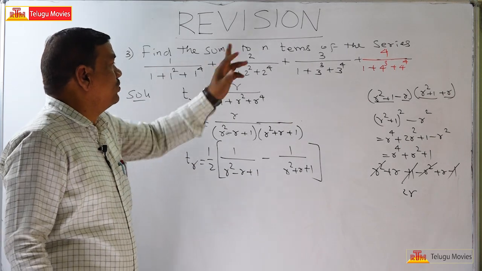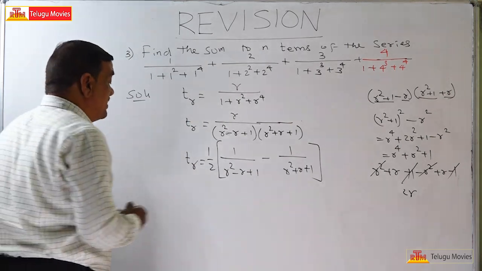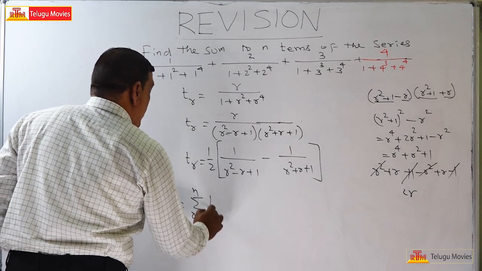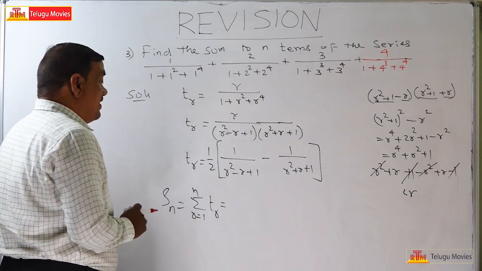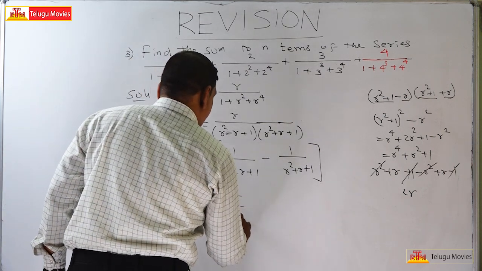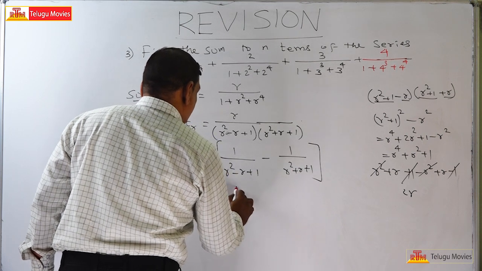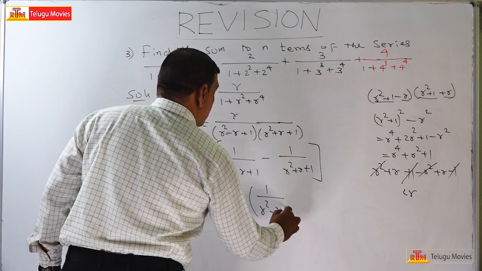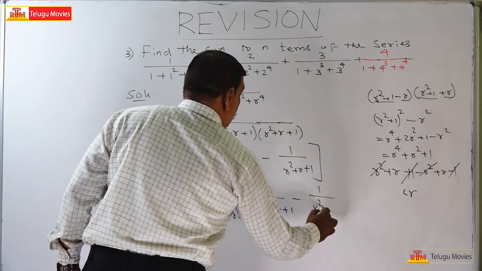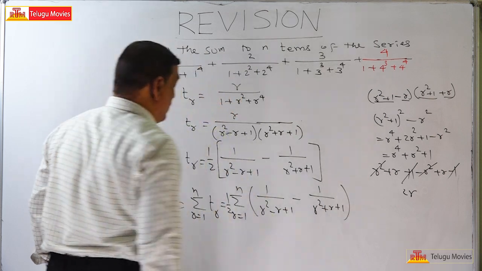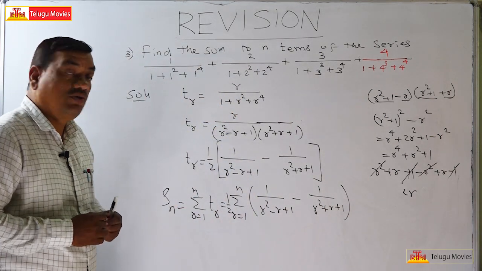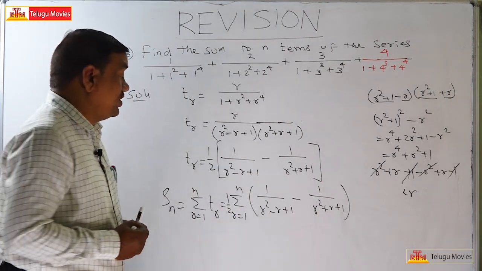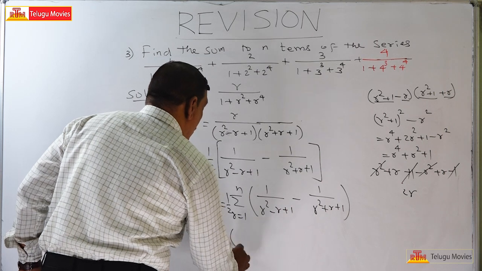Now, we are asked to find the sum to n terms. Sum to n terms is nothing but Sn is equal to sigma r runs from 1 to n TR. So, sigma r runs from 1 to n, this 1 by 2 you put outside, 1 by r square minus r plus 1 minus 1 by r square plus r plus 1. Now, 1 by 2 has been taken common outside. Now, r is equal to 1 you substitute, r is equal to 2, r is equal to 3, like that.